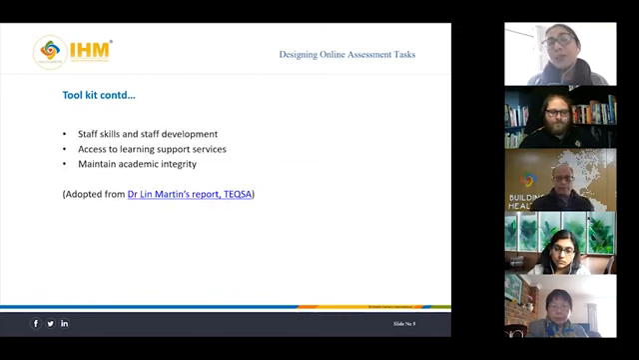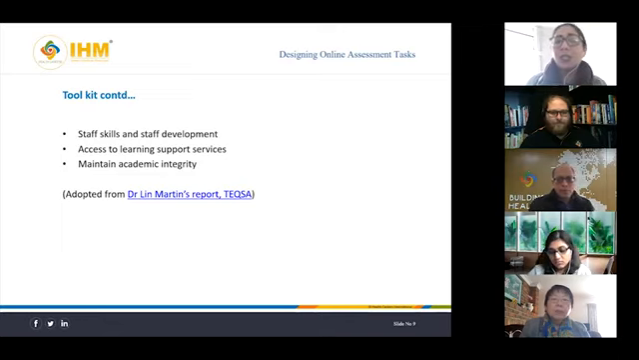So the last 3 points for the toolkit that we can take home today are staff skills and staff development. And we are all aware that in IHNA as well, we are working on improving our staff skills, and we are currently developing, and have already circulated, a staff development register as well. So this is what we're working at, trying to adapt to this transition a bit better.